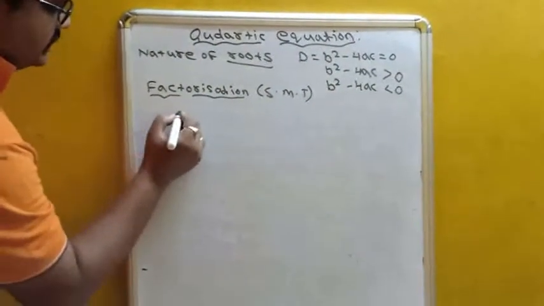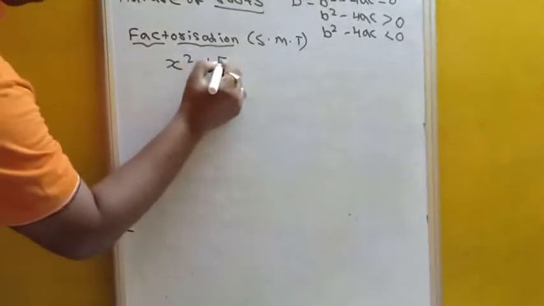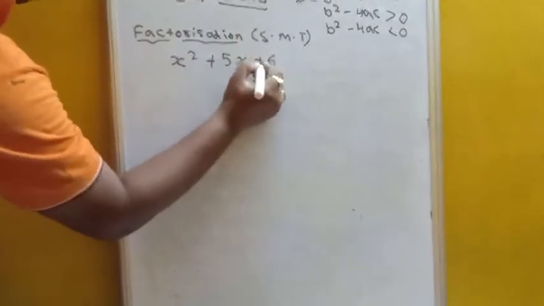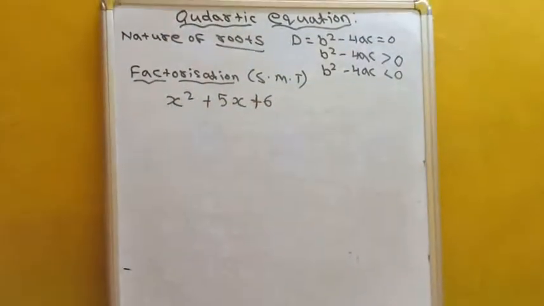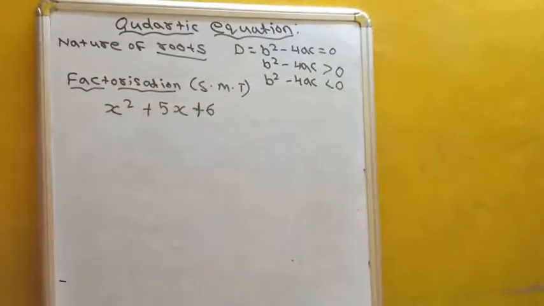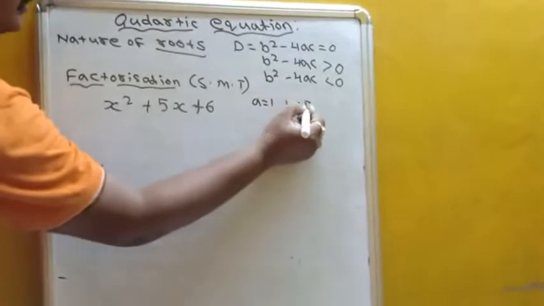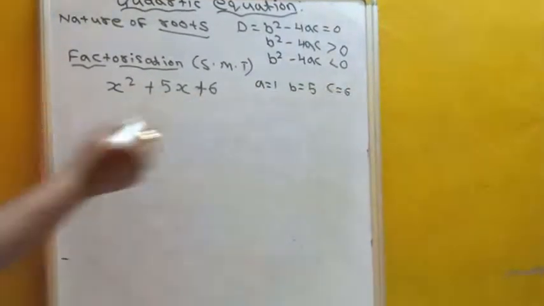First, let's start with an example. I have written here x square plus 5x plus 6. How can you find the two roots? So here x square is there, 5x and 6. You see here, a equal to how much? a equal to 1, b equal to 5, c equal to 6.